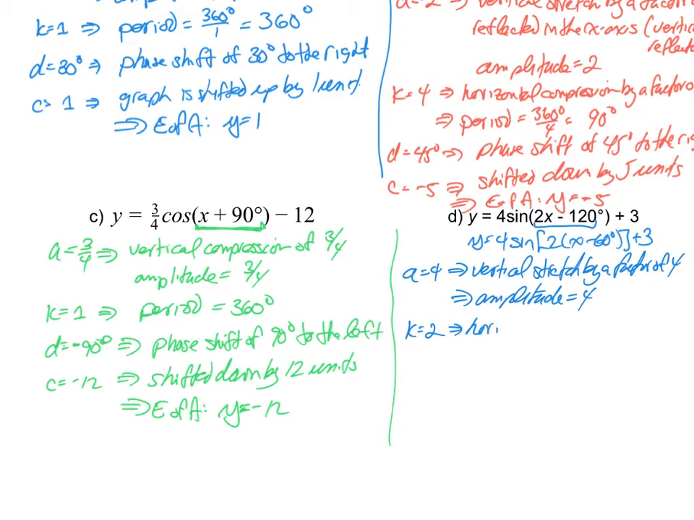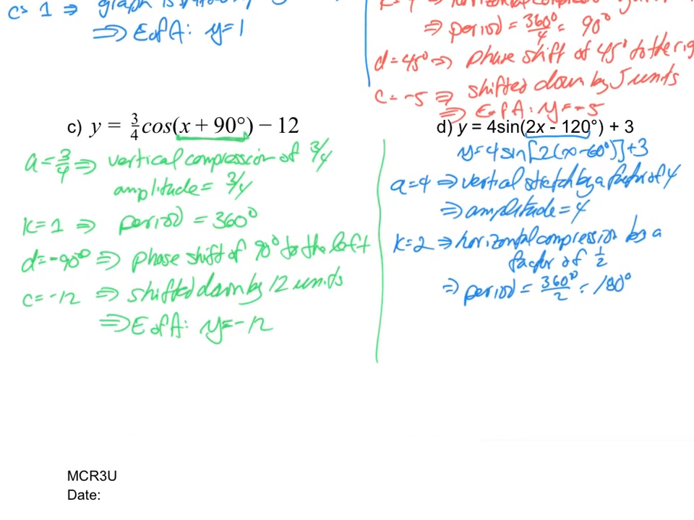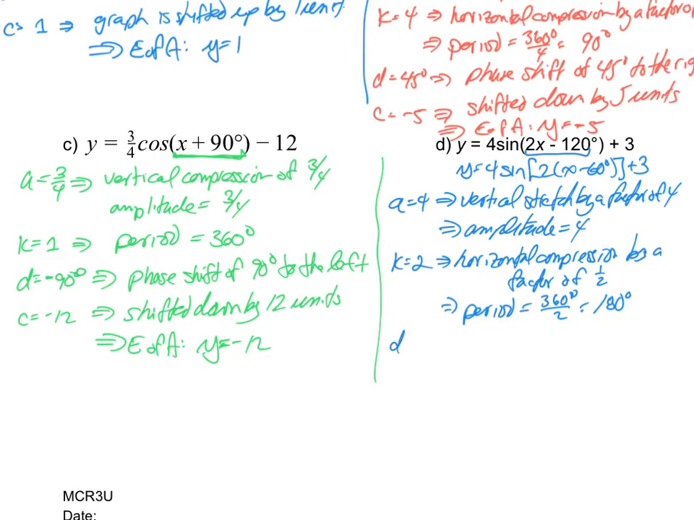So here we have a horizontal compression by a factor of 1/2. And this implies that we have a period. It's going to be 360 degrees divided by 2, which is 180 degrees. So we can see that it's going to be compressed. And here our D value is 60 degrees. So it implies a phase shift of 60 degrees to the right.